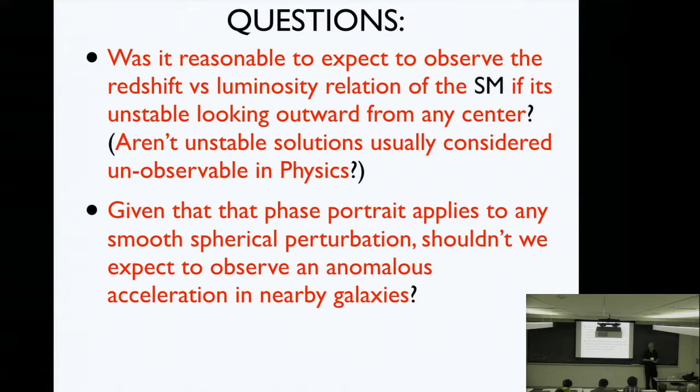And now I have to ask this question. Was it even reasonable to expect to observe the redshift versus luminosity relation of the standard model if you're looking out from an unstable center? It's like expecting to see the pendulum sitting on end and wondering why you saw it falling. It's not in the cards. Unstable solutions are usually considered unobservable in physics. Given that the phase portrait applies to any smooth spherical perturbation, shouldn't we expect to observe an anomalous acceleration in the nearby galaxy? So in the nearby measurements, you'd expect to see this.